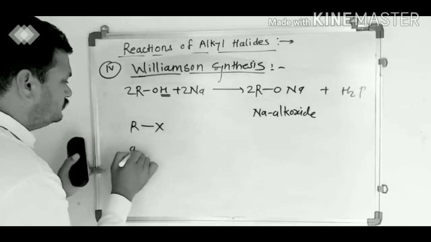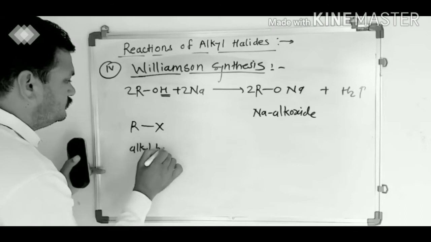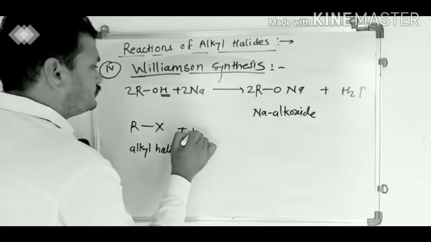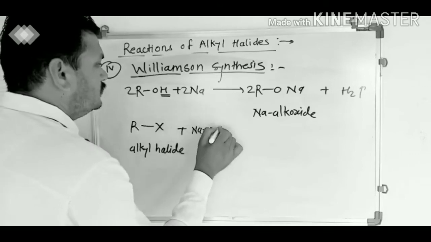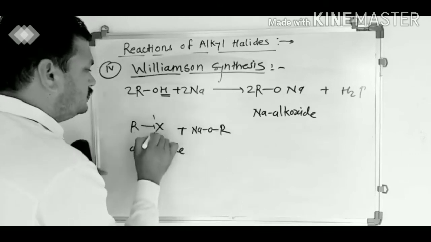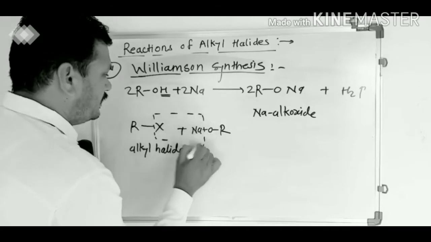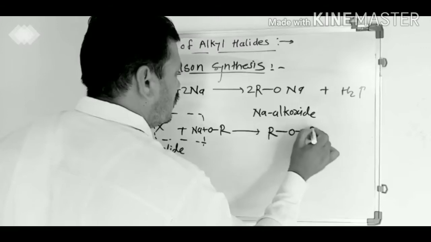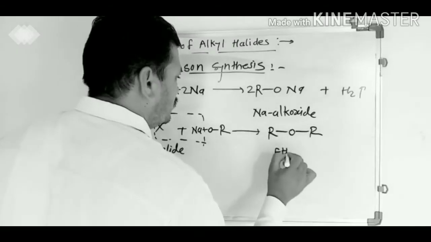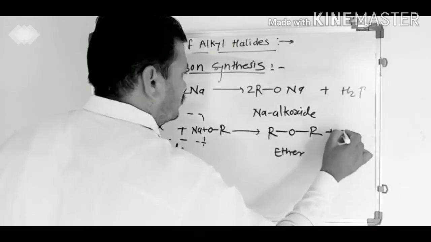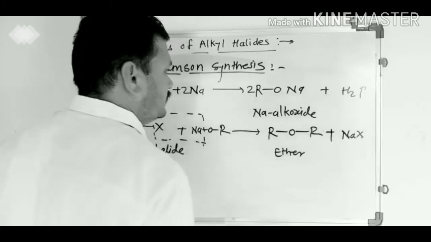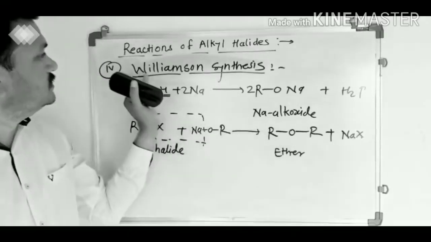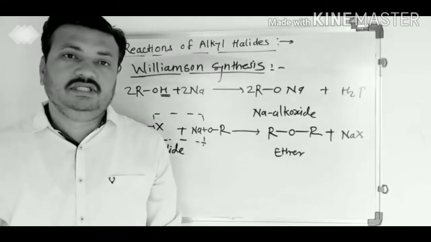Alkyl halide when treated with this sodium alkoxide, removal of NaX and formation of our product ROR, that means ether, and NaX is the byproduct. Formation of ether takes place. This reaction is known as Williamson synthesis.